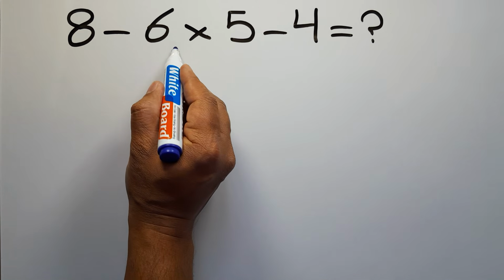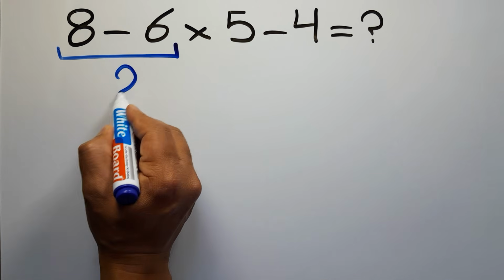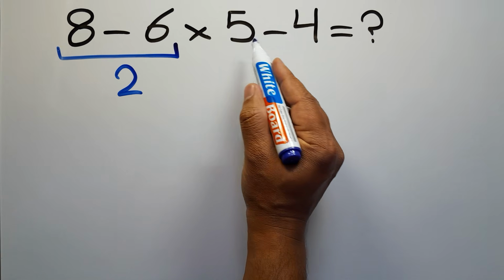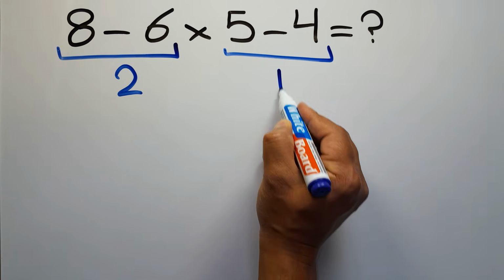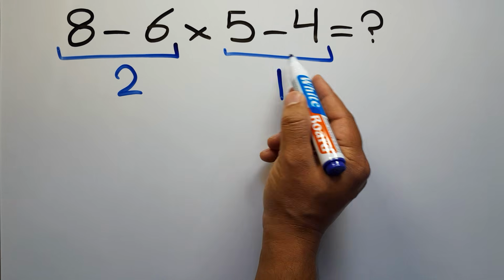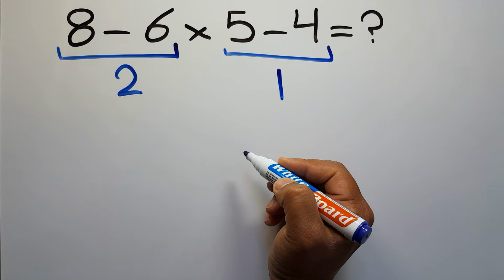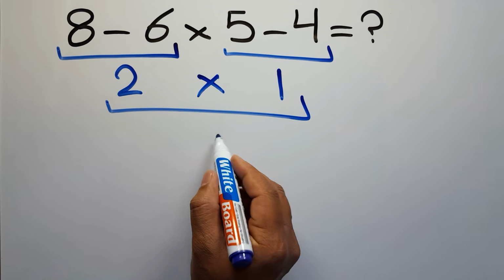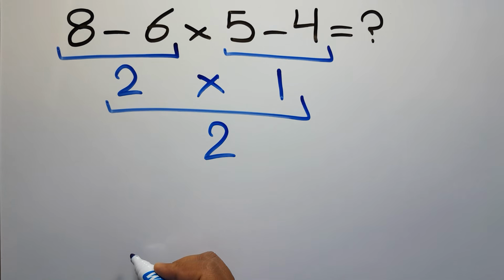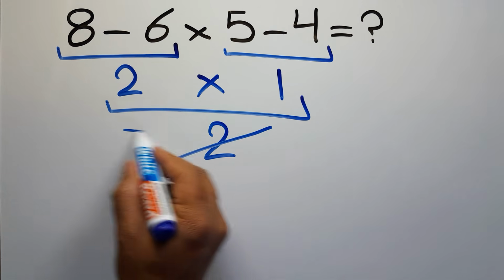8 minus 6 gives us 2. And here we have 5 minus 4, which equals 1. So 2 times 1 gives us 2. But this answer is not correct.